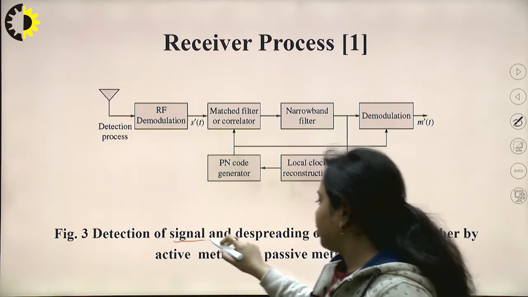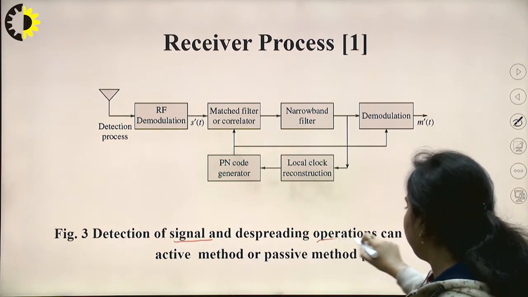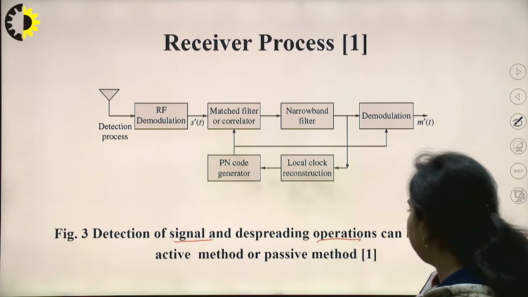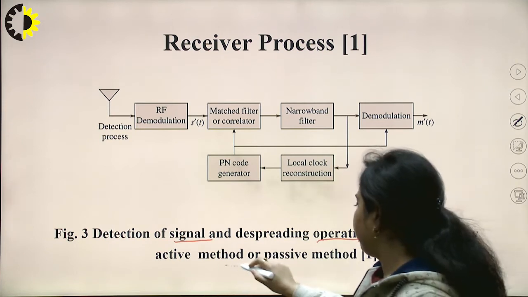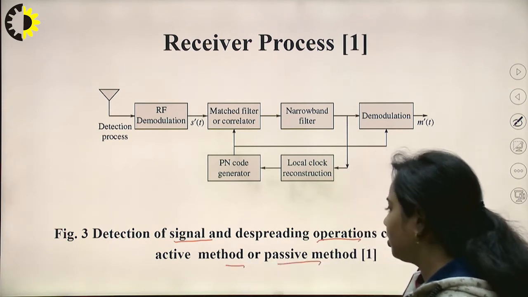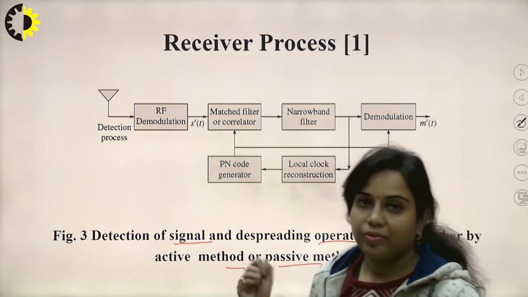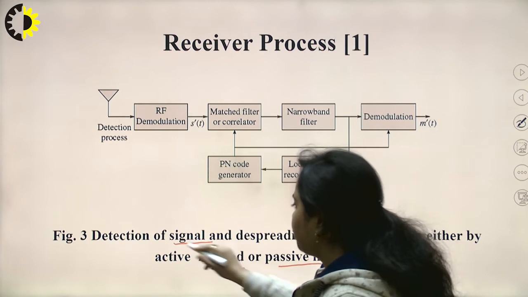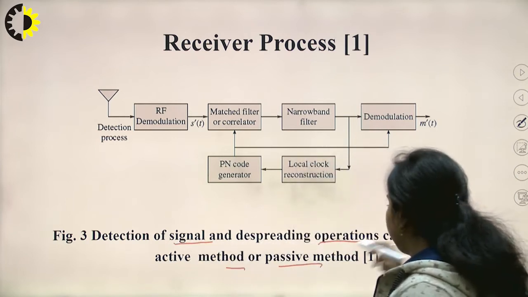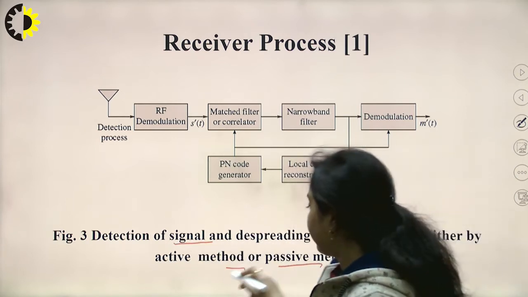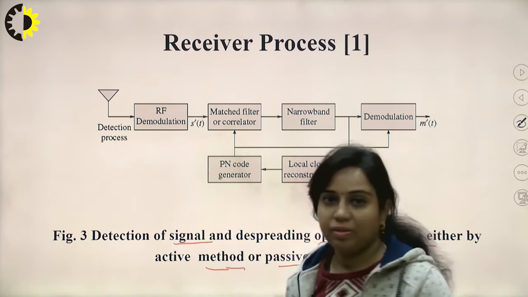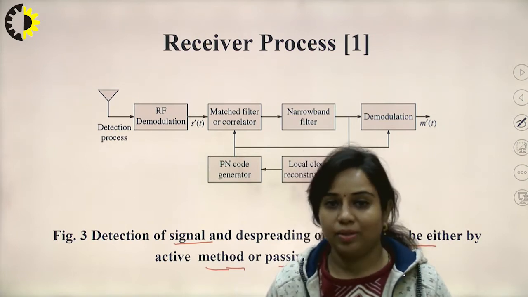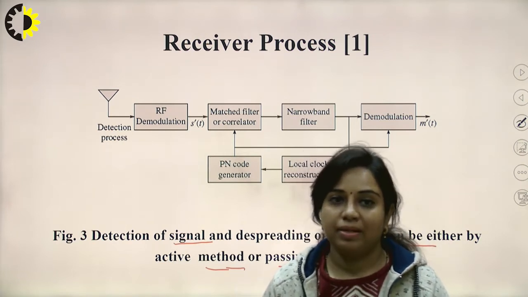This is the detection of the signal, and the despreading operation can be done by either an active method or a passive method. So, there are basically two types of methods. This is the receiver process of the DSS system. The first one is the active method, and the other one is the passive method.